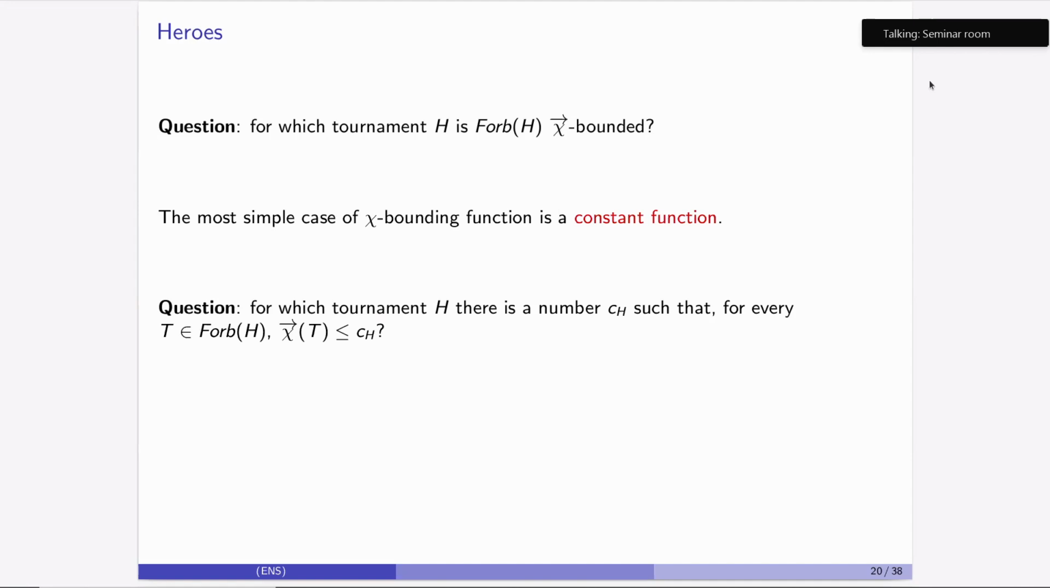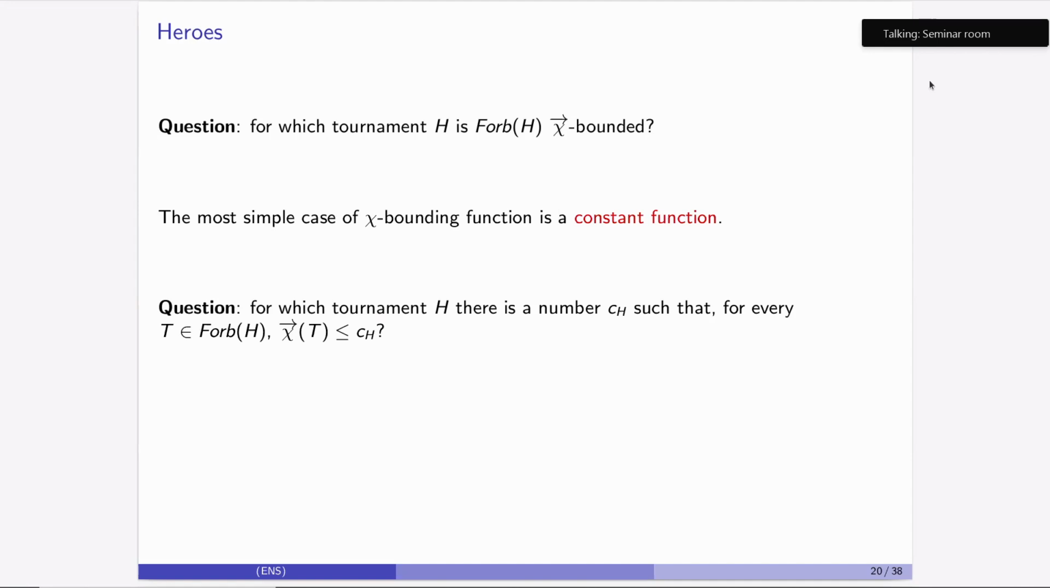First, the simplest case of a chi-bounding function that does not appear in the undirected world is the constant function. And we are back to the tournaments we spoke about. If you are chi-bounded by a constant function, it's the same as asking for which tournament H there is a number c_H, so that every H-free tournament has a dichromatic number bounded by this number.